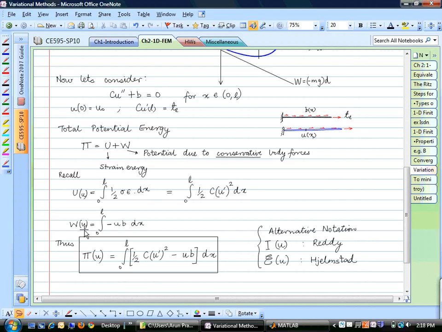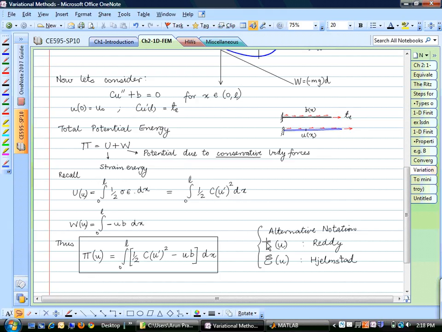Similarly, we have the external potential due to body forces, with the same minus sign times displacement at x times body force at x. You integrate that along the length, you will get the total potential due to external body forces. If you add that up, you will get this thing. This is the total potential energy of the system.